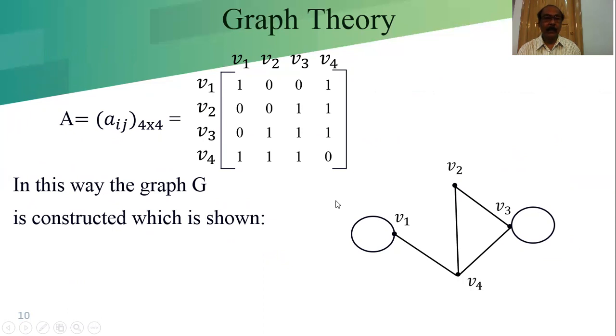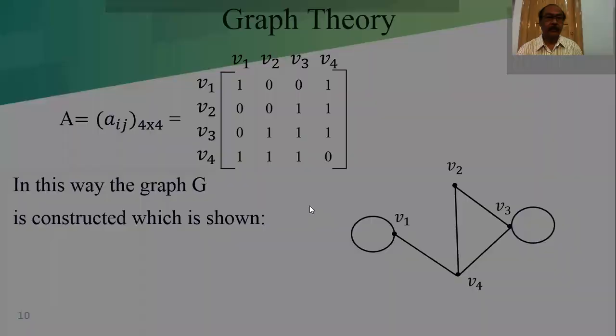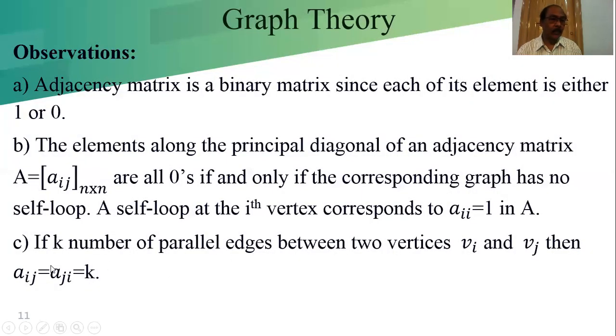If there are 3 parallel edges, then this will be 3 and this will be 3. If there are k parallel edges, then this will be k and this will be k. I am considering only V2 and V4. There are k parallel edges, which means there are k connectivities between V2 and V4. That's why for V2, V4 we replace 1 by k, and for V4, V2 we replace 1 by k. This is the note: Aij is equal to Aji is equal to k.